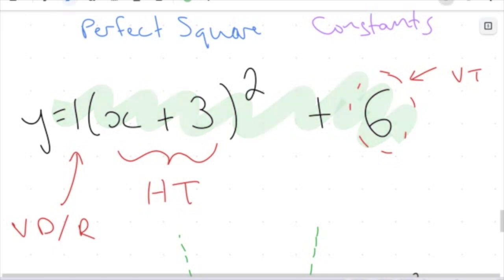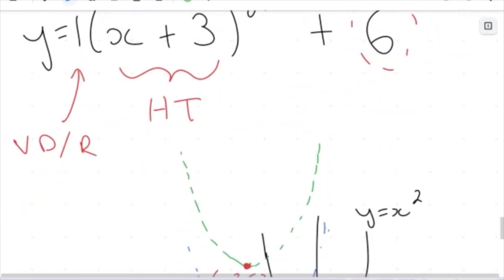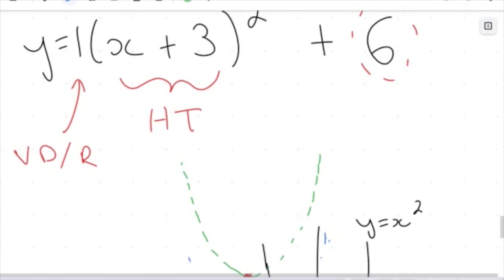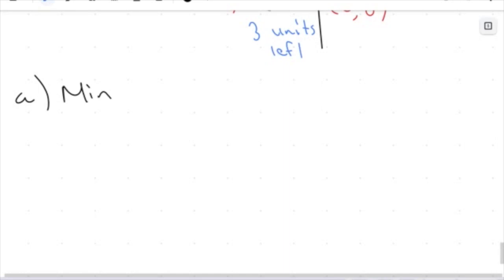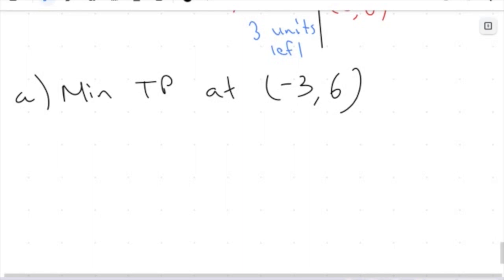And our completing the square tells us this in a really nice way. And once again, this is a concave up parabola, so this is going to be a minimum turning point. So we can say for part A, we have a minimum turning point at negative 3, 6. Okay, let's find the other key ideas.